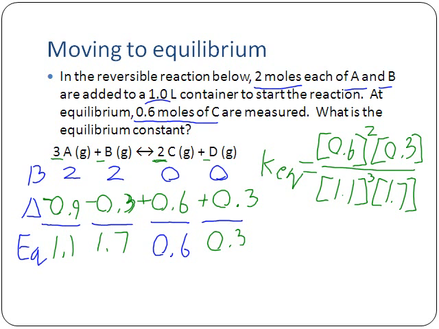And now it's basically just go ahead and do the math on it. So when we're setting this up, we say 0.6 squared times 0.3, then divided by, on the bottom, 1.1 cubed, and then divided by 1.7. And when we do that, I get a KEQ of 0.0477.